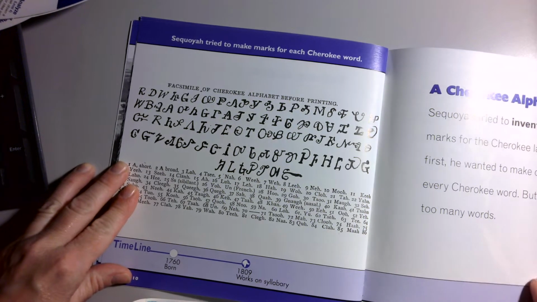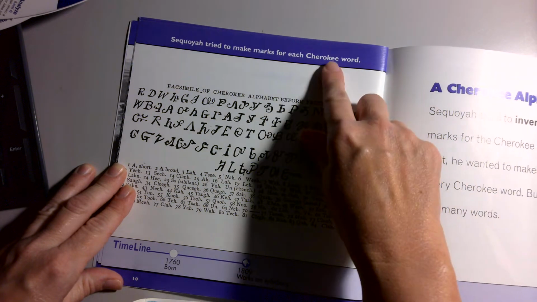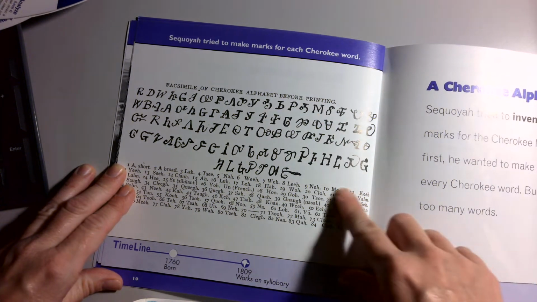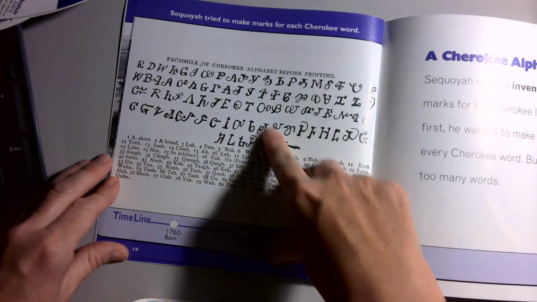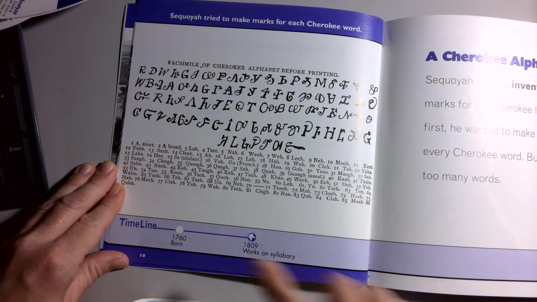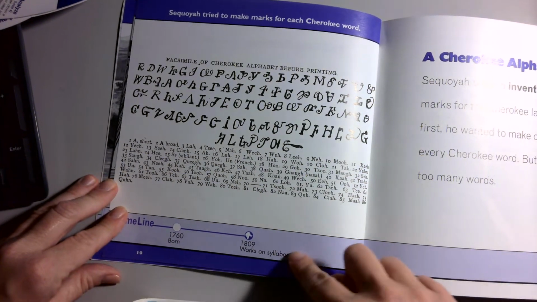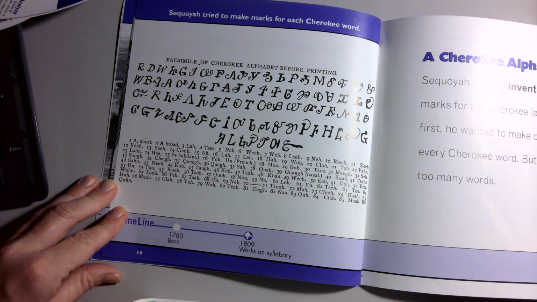Okay, and this page, look at this writing. It says Sequoyah tried to make marks for each Cherokee word. And this is showing me an example of some of the Cherokee alphabet. On the bottom, I'm seeing my timeline. He was born in 1760, and now in the year 1809 works on syllabary.